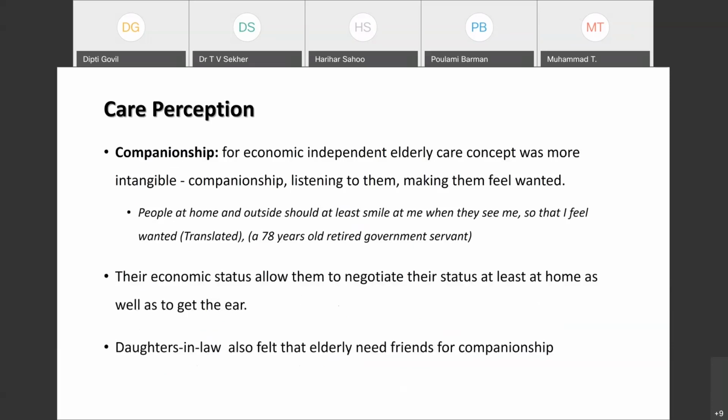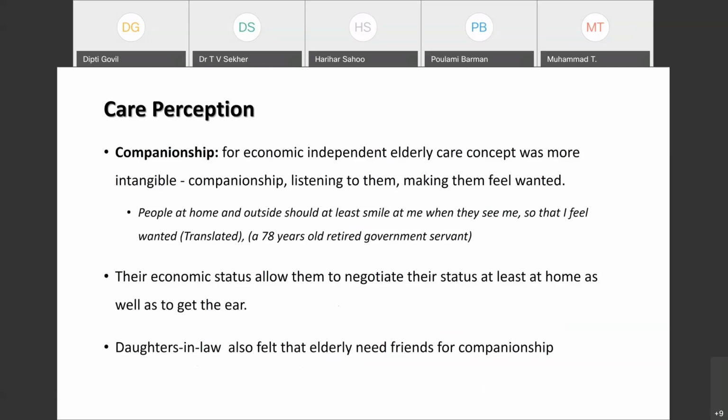care as perceived by those who were economically dependent was restricted to providing basic needs as well as helping with accomplishing basic chores as well as eating. But for those elderly who were economically independent, care was more intangible. Their concept of care is more like providing companionship, listening to them and making them feel wanted.